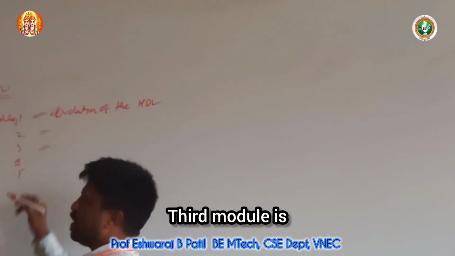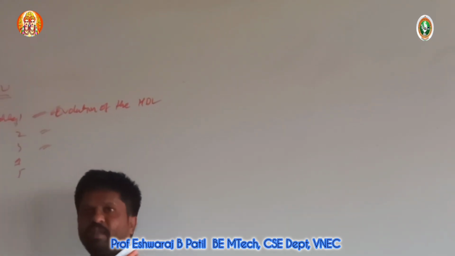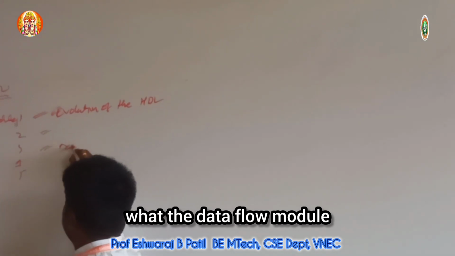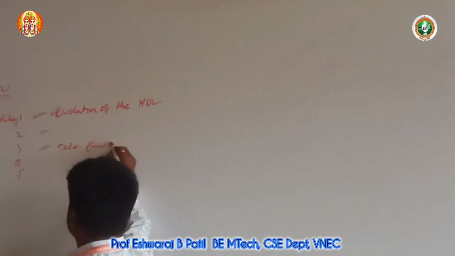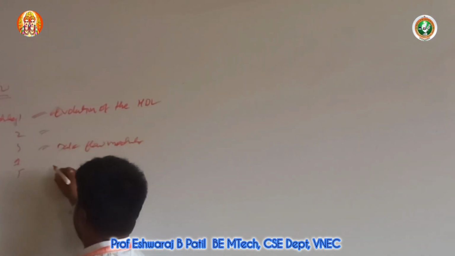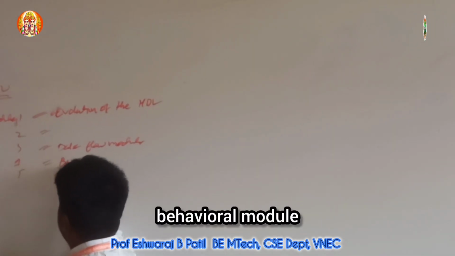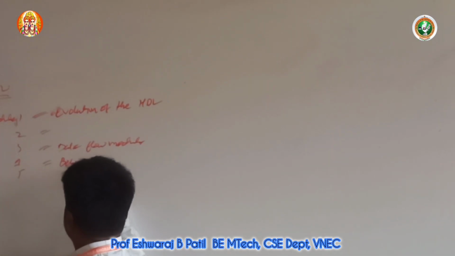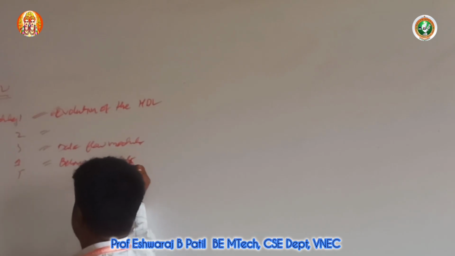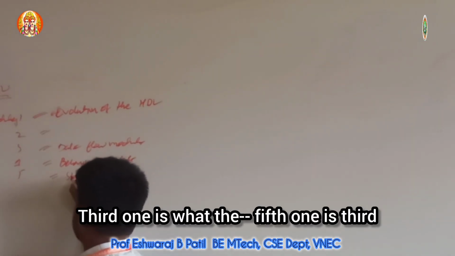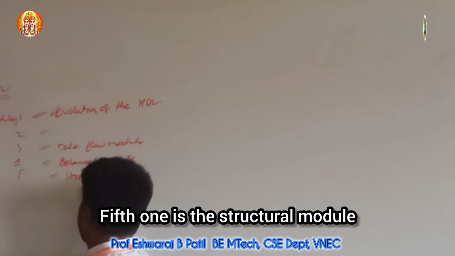Okay, third module is what? The data flow model. Fourth one is the behavioral model. The fifth one is the structural model.